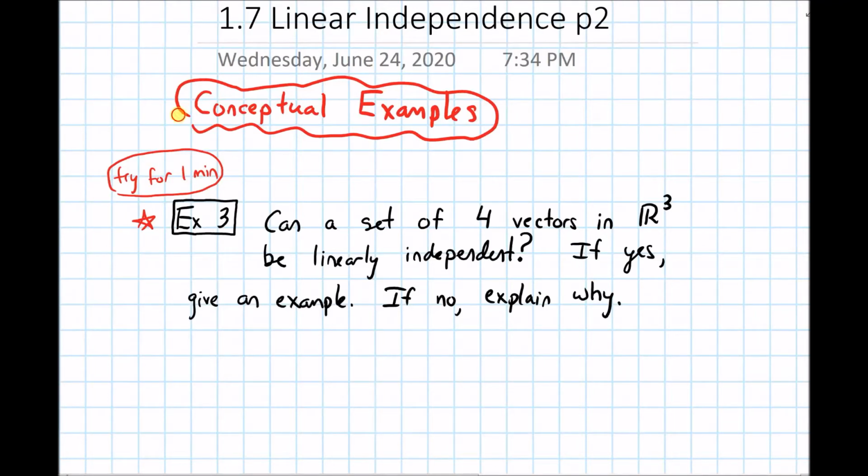In this video, we're going to look at some more conceptual examples involving the concept of linear independence. So the first example, this is actually example 3 because I'm continuing my numbering from the previous examples I've looked at in the videos for this section. So the problem is, can a set of 4 vectors in R3 be linearly independent? If yes, then give an example, but if not, explain why.